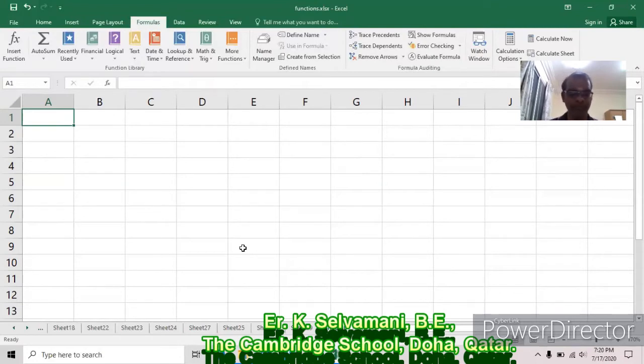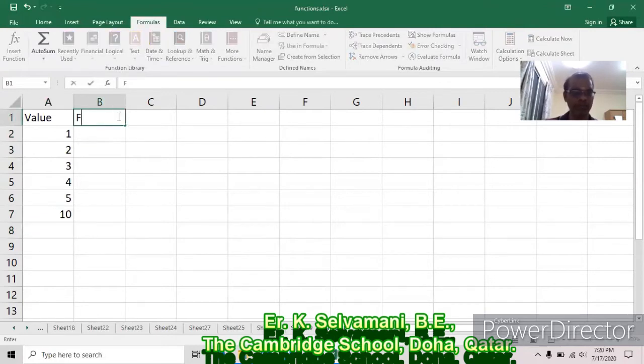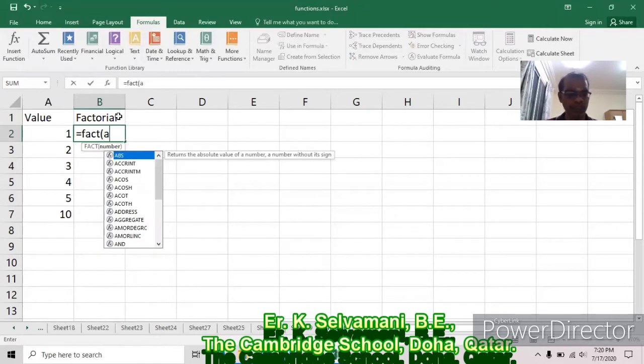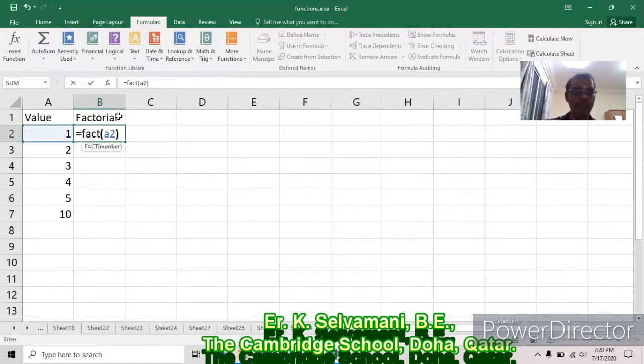I just type some of the values here. Randomly I type some of the numbers. Here 10. Here factorial. So here I like to find out the factorial of number 1. FACT is the function for factorial. So A2, already we studied very well, A2 is a relative cell reference. A2 contains number 1. Factorial of 1 means 1. That's it.